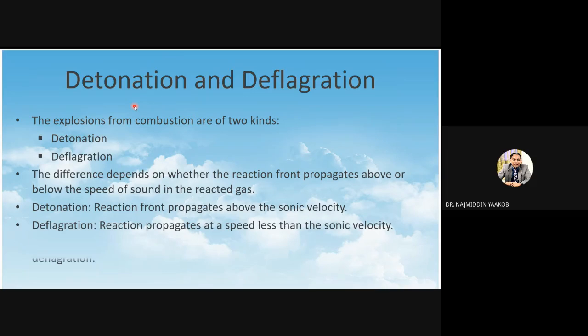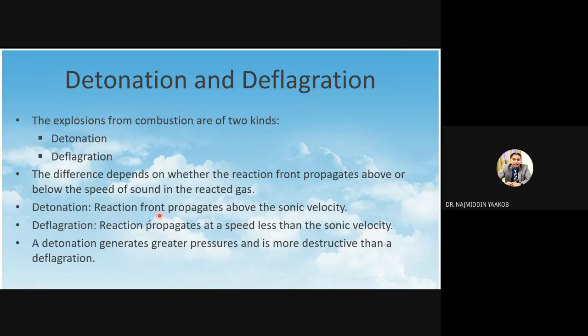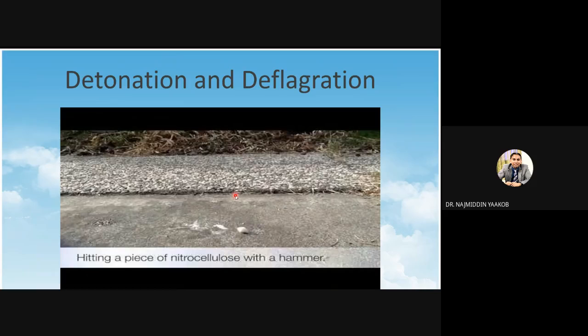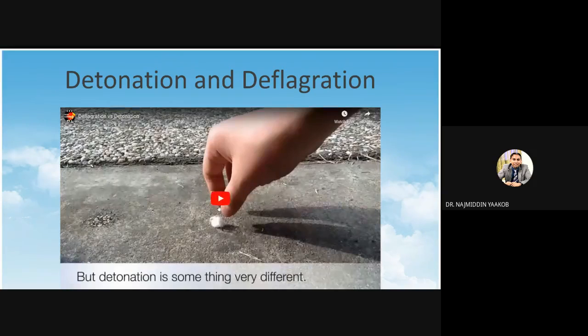You just read through this. Detonation: the reaction propagates above sonic velocity. Deflagration: the reaction propagates at a speed less than the sonic velocity, meaning that detonation is very fast, faster than deflagration. Okay, so this is a visual of how you distinguish between detonation and deflagration. To make it more understandable, please review this video.